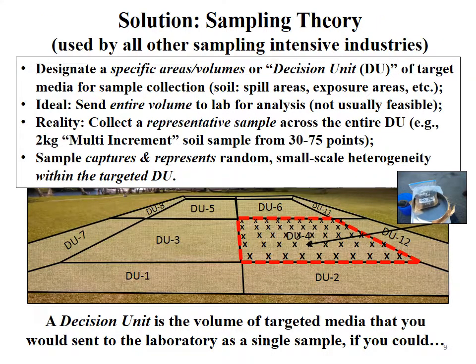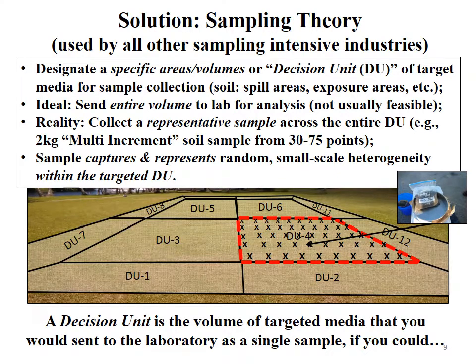So the solution to dealing with this random small scale variability, whether we're talking about soil or soil vapor or other media, is referred to as sampling theory. As someone pointed out several years ago, the environmental industry is the only sampling intensive industry that doesn't really have a good concept, or hasn't in the past anyway, of sampling theory.